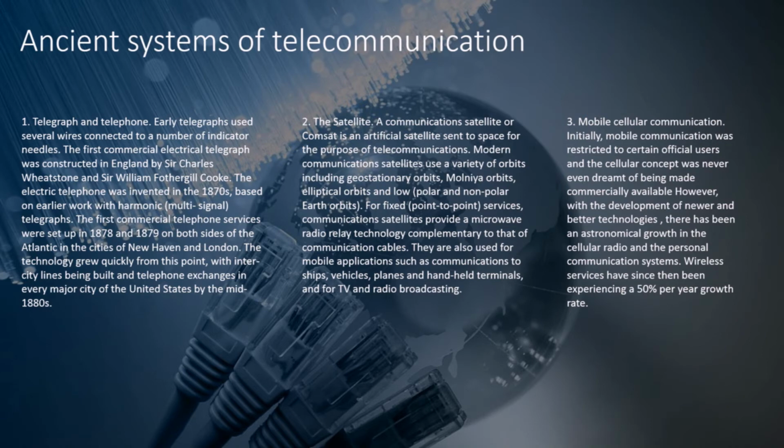The second type, satellite or ComSat, is an artificial satellite which was sent into space. Its goal has taken place in telecommunications. Modern satellites work with many orbits. Satellites provide microwave radio technology to point-to-point service.